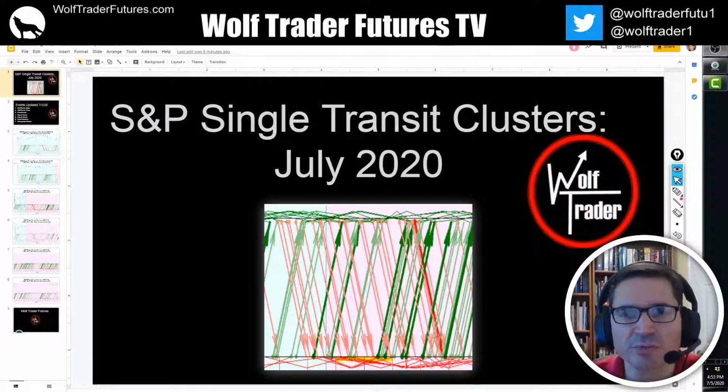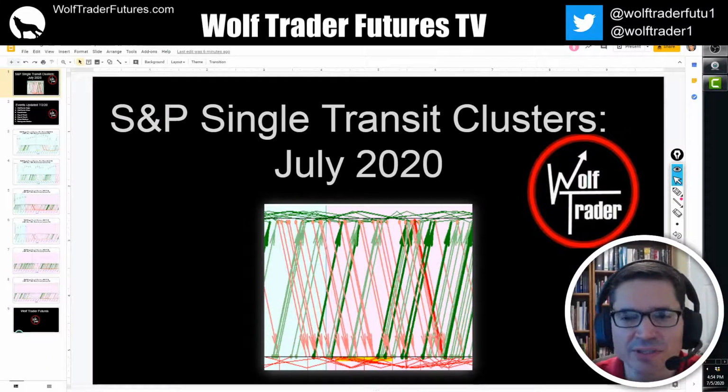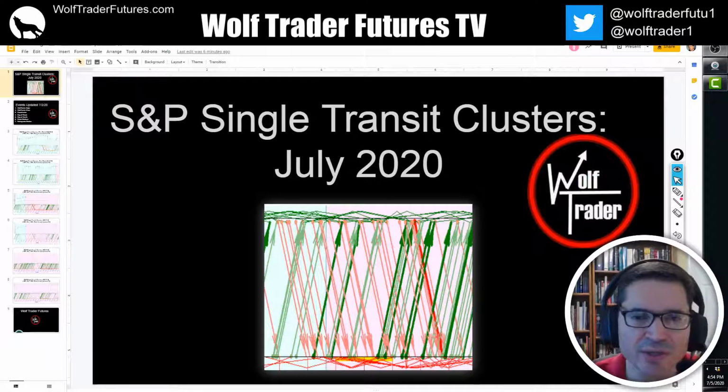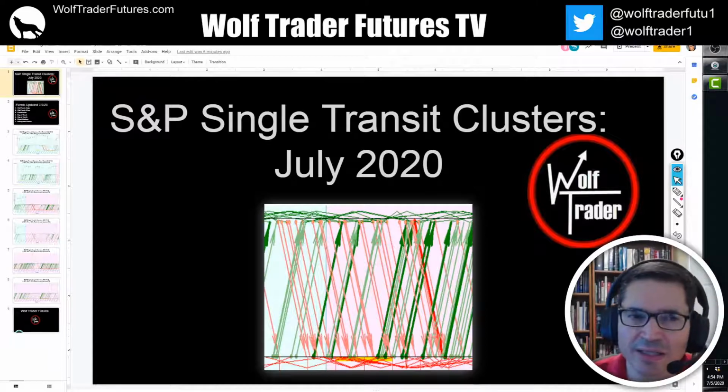This is Smoleny from Wolf Trader Futures, and I'm really excited to share with you a new feature that we have for all newsletter services. This is called the S&P Single Transit Clusters, and this is going to give you a specific insight into the market based upon transits that are correlated for that market. We're actually able to test this statistically using a chi-square analysis against a control group to get statistical power behind these. And what this does is this gives you an idea of positive events or negative events that are coming up in the market in the near future.